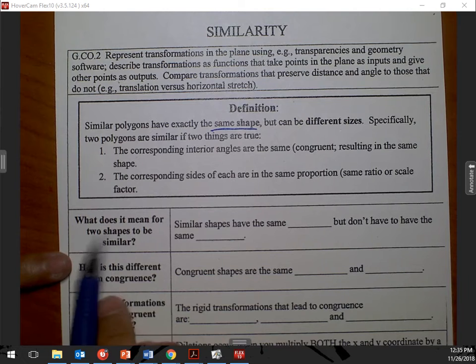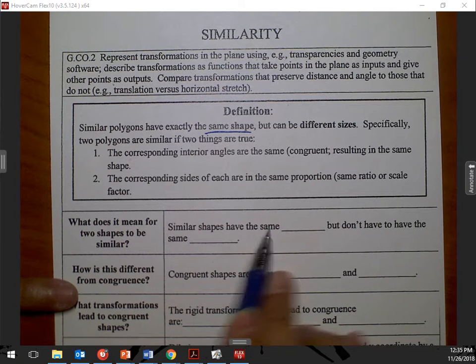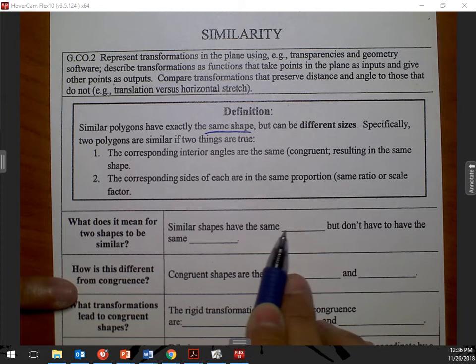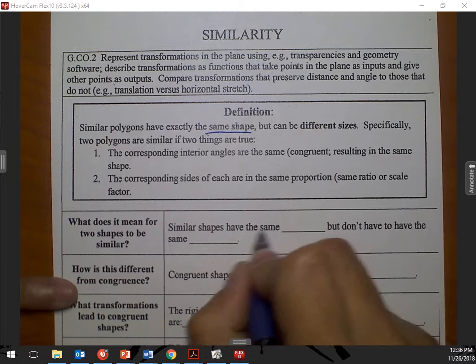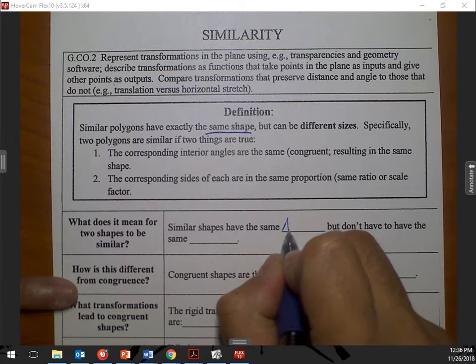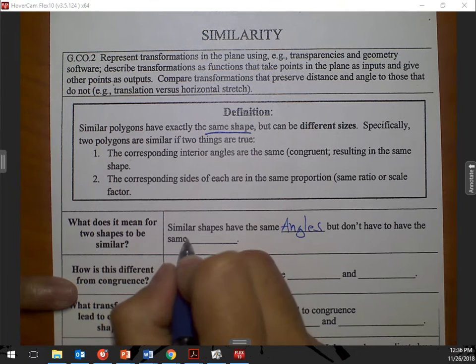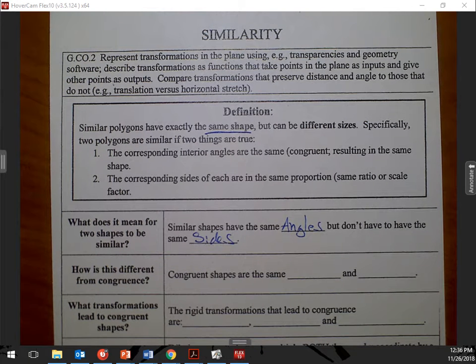So, what does it mean for two shapes to be similar? They have the same angles. Similar shapes have the same angles, but do not have the same side lengths. All their angles are going to be the same.